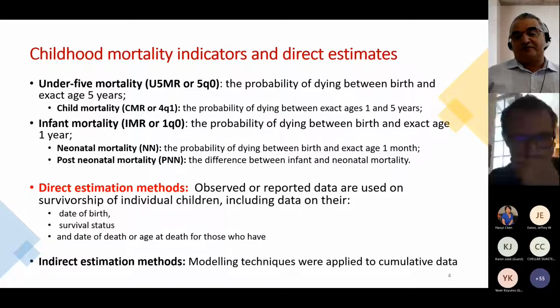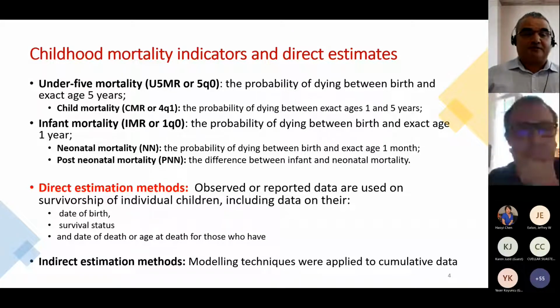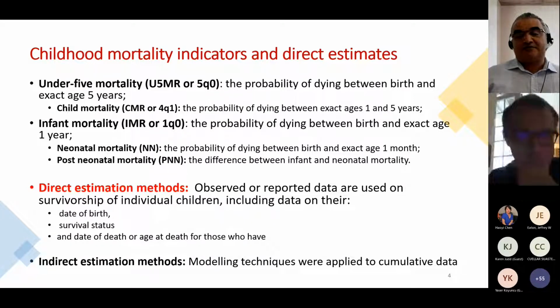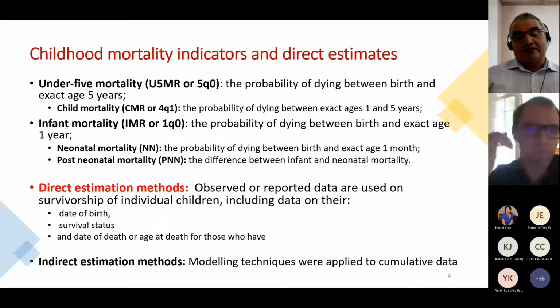So if we just remember what the main childhood mortality indicators and estimates are, we all know that we can calculate under-five mortality and also child mortality, as well as infant mortality, neonatal mortality, and post-neonatal mortality from such surveys. And we mostly have direct estimates, which are based on observed or reported data on survivorship of individual children, including data on their date of birth, survival status, and date of death or age at death for those who have died. And we also have some indirect estimation methods, mostly depending on models which are applied to some cumulative data.